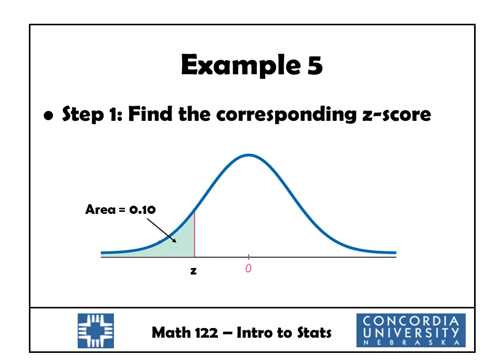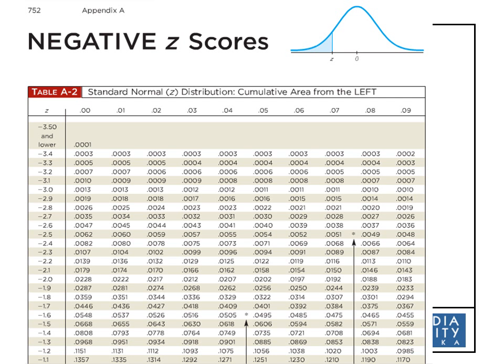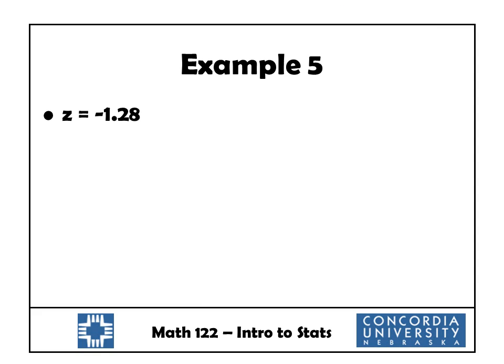Again, we know that that's a negative z-score because that area is less than 1/2. So we go to our negative z-score table and look for an area as close to 0.10 as possible. Towards the bottom right-hand corner, we see an area of 0.1003. No other area is as close to 0.1000 as that, so we take the corresponding z-score, negative 1.28.